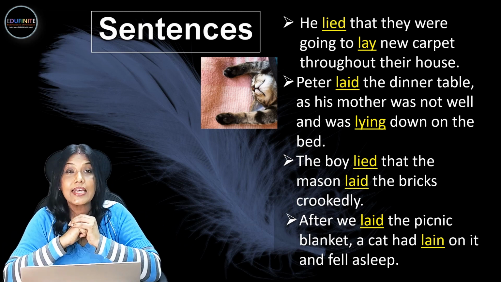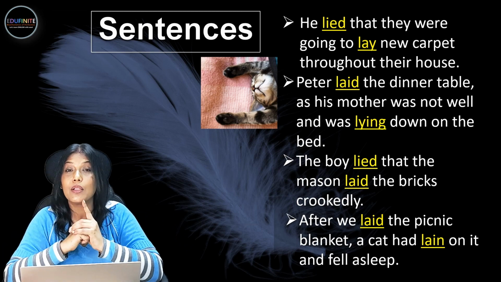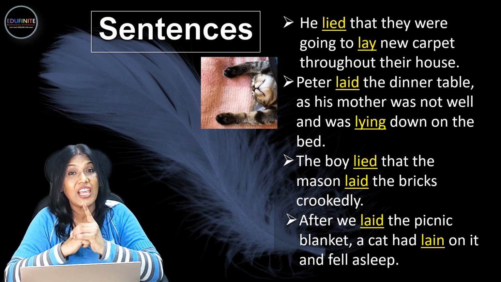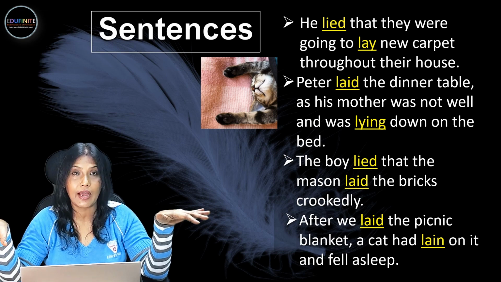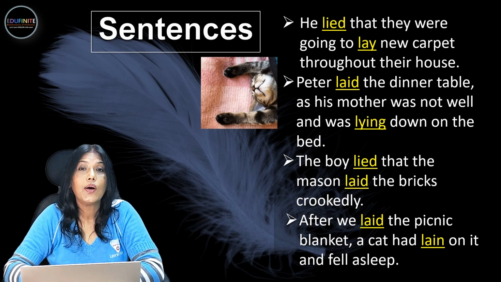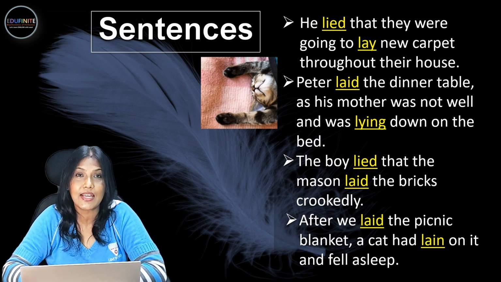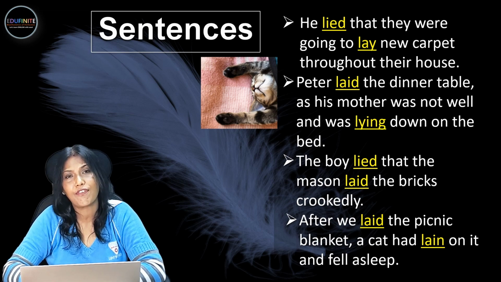So this "lain" is the past participle of the verb L-I-E, lie. That means to be in the reclining position. Now, since we have done the sentences, let's take a short quiz and try to understand how we have fared.